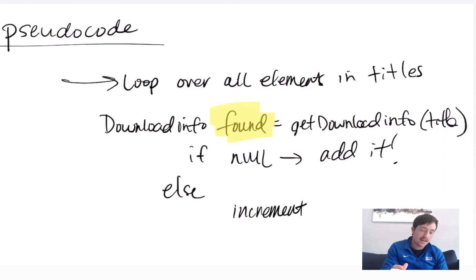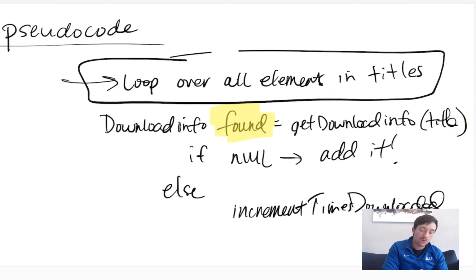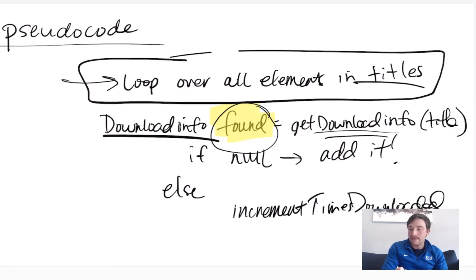So this hopefully should be enough to kind of get you started here. I would use an enhanced for loop to loop over all of the elements in the array list titles. I would create this found variable of type DownloadInfo and use that method from 1A. If it returns null, then you need to use that .add method. And you need to call the .add method on the download list, not on titles, on download list. Otherwise, you need to increment the times downloaded, and you need to call that on this found object here.